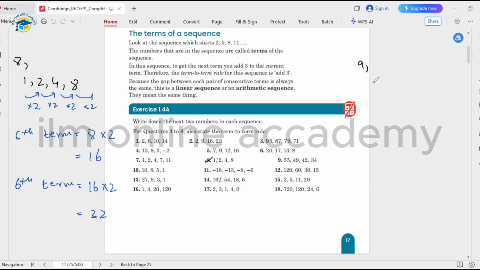So next, the ninth part. In this, we again have a decreasing sequence: 55, 49, 42, and 34. Okay, this is basically your sequence. So let's find out how we can get the next term of the sequence and what the common difference is. If we check from the first difference, I told you that you always take the next term and subtract the first term from that. So I'm getting negative 6.